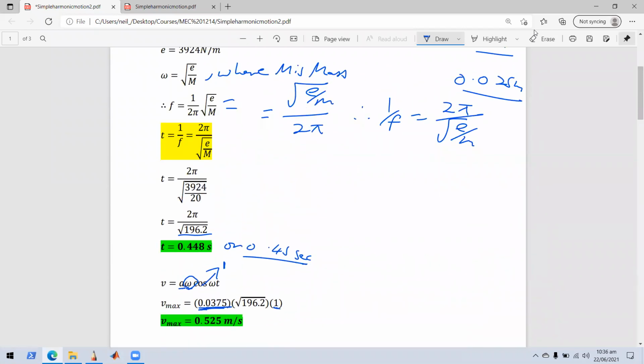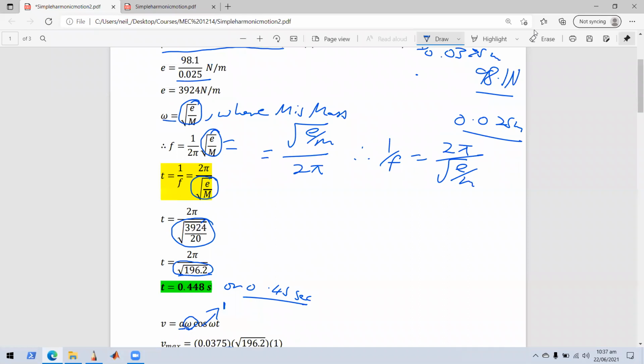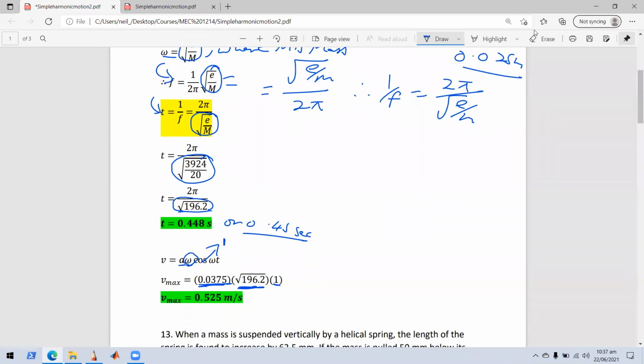Omega is the square root of E over M, right? Square root of E over M. Here again, the square root of E over M. So from our previous working, we just go back up and plug in this value for omega, which is the square root of 196.2. Or if you had worked it a different way and found omega, then you divide that by 2 pi to find frequency, then 1 divided by the frequency to find time. Somewhere along the way, if you'd found omega, you can just plug that value in as well.